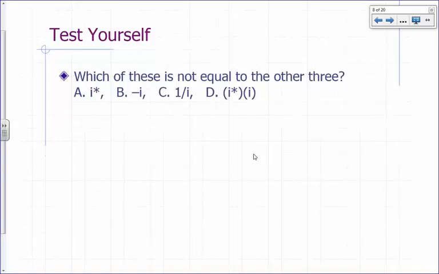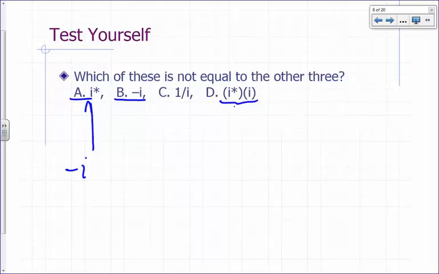Which of the following is not equal to the other three? Three of these things belong together. They're kind of the same. Which one's not the same? Okay, let's do i star. Anytime you see an i, you replace it by negative i. So this is the same thing as negative i, right? So A and B are the same. What about 1 over i?